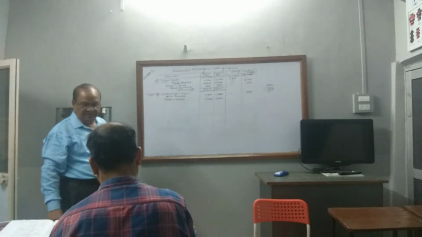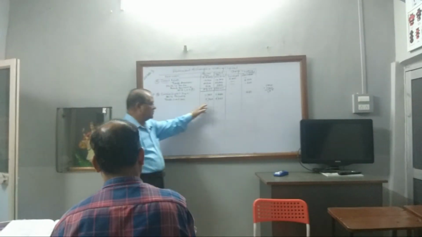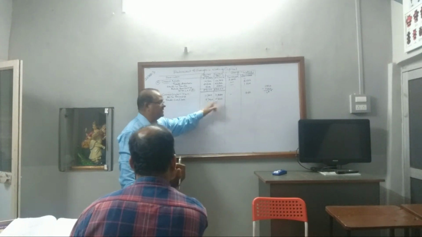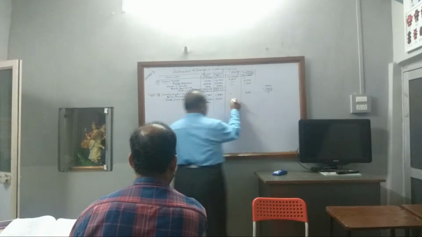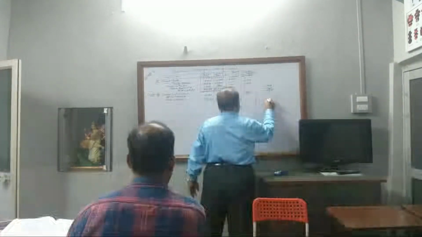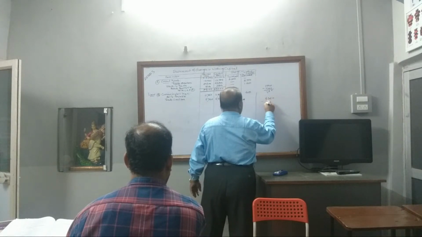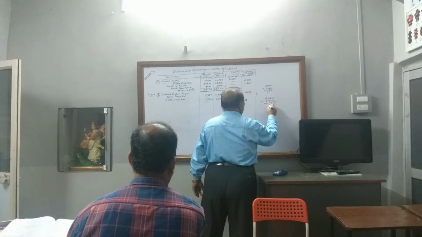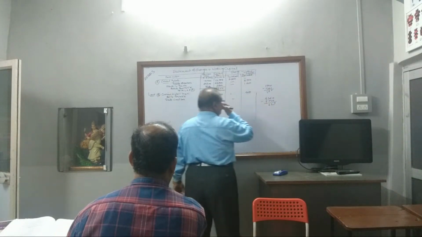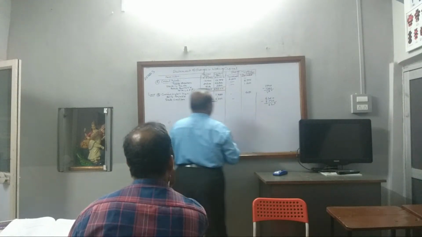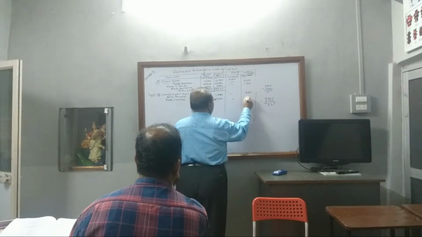Got it? Now just see, it is also increased, but you have to write it in the decrease column. So how much will it be? 6,360 minus 5,740 comes to 620.